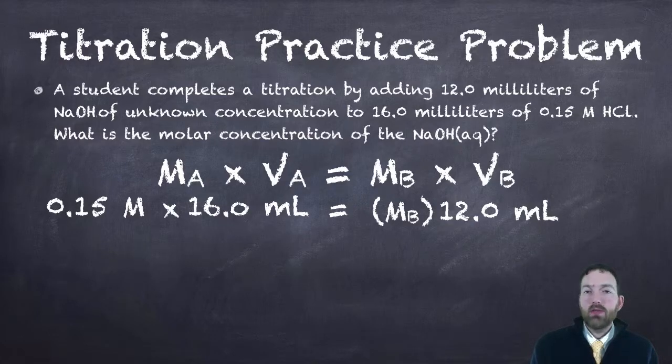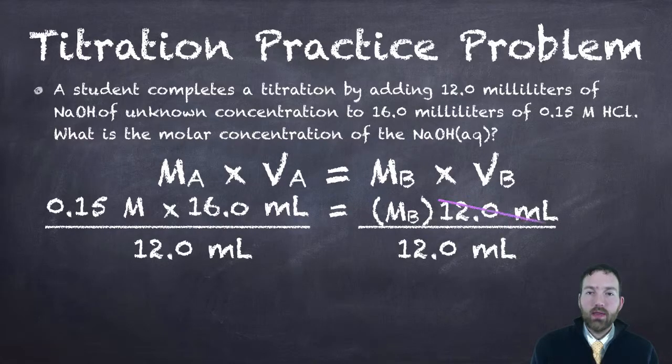All we need to do is isolate the variable by dividing both sides by 12 milliliters. On the right-hand side, it will cancel off. I like to put brackets around these numbers, so when I punch this in my calculator, I can do this all at once: open bracket, 0.15 times 16.0 close bracket, divided by 12, enter. You'll notice milliliters and milliliters cancel. I'm left with molarity, which is a unit of concentration, which is what I'm solving for, so I know this is set up right.